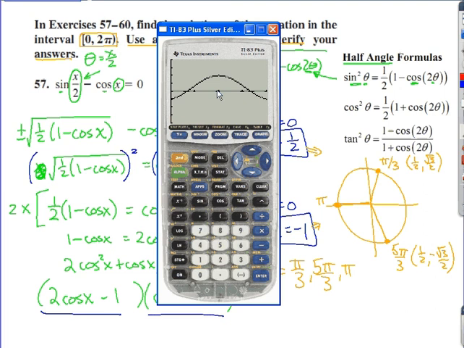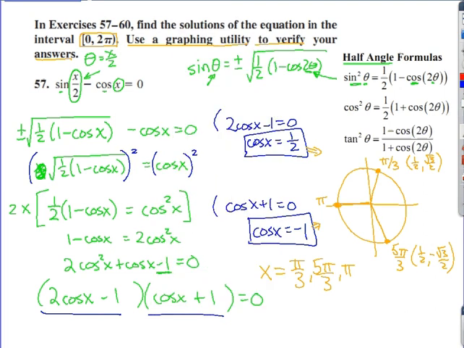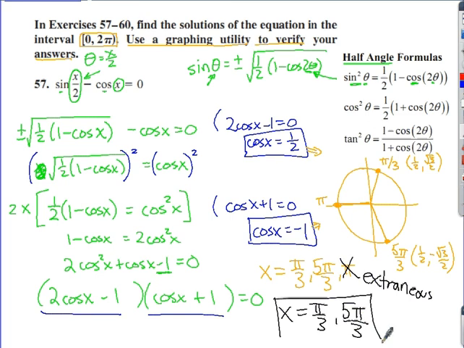So I'll use black for my final answer here. The final answer is that one is extraneous. So therefore we have x equals pi over 3 and 5 pi over 3. Those are the only answers. Okay, awesome. So we got it. We weren't tricked by that extraneous root, and everyone's happy. Okay, enjoy.